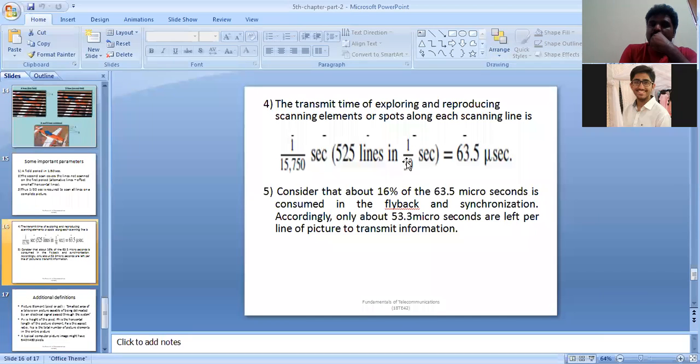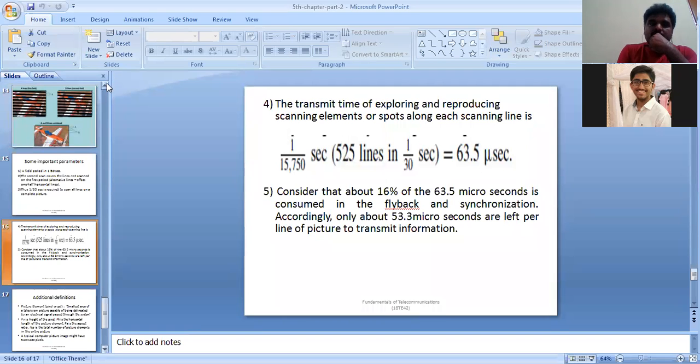That is, for one frame, the time requirement is 1 by 30. One frame is made of 525 lines. 525 lines are transmitted in 1 by 30 second, because in 1 second we have to transmit 30 frames. And for one line it is 1 divided by 30 into 525. It will be 1 divided by 15,750, which will be as simple as 63.5 microseconds.